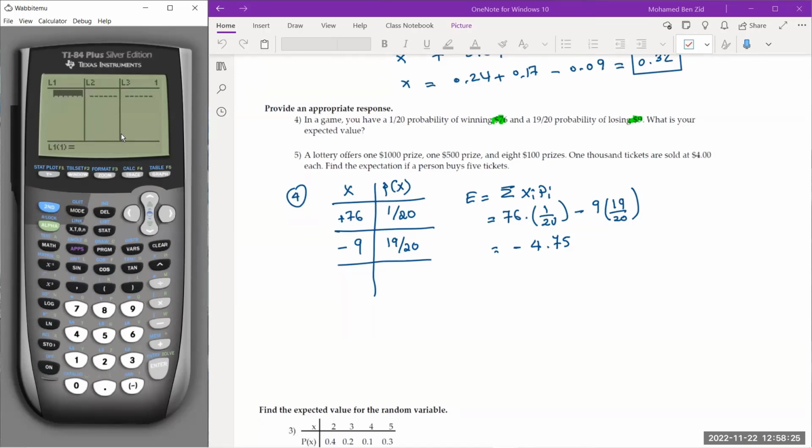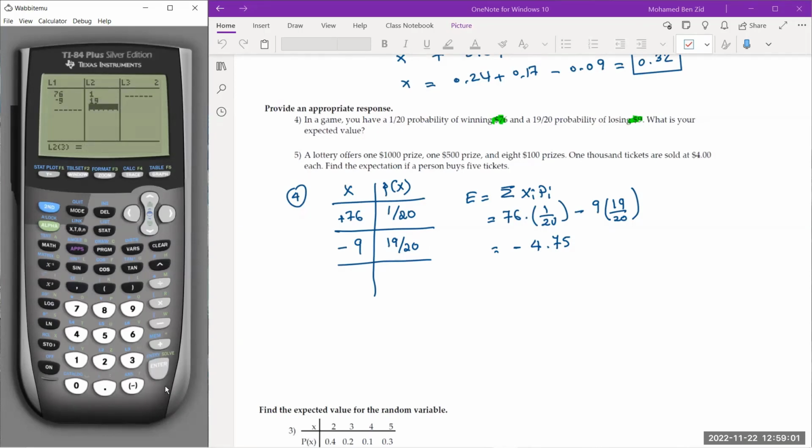So now what you see are the x's and p of x's, right? So I'm going to start with the x's. The x's is 76, enter, and then minus 9, enter. That's it. And then I'm going to go to the next column, and I'm going to have 1 over 20 and 19 over 20. It doesn't matter if you put a probability, 1 over 20, or 1. I can put 1 as a frequency, for example, and then 19 as a frequency.